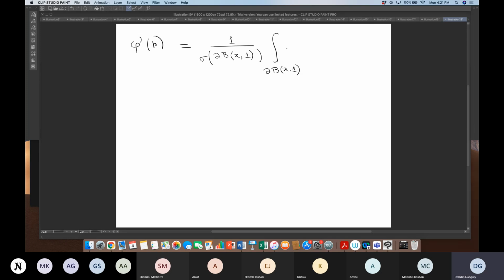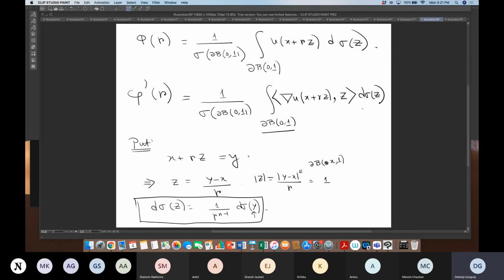This is the gradient of u at y, y minus x by r. This will be, sorry, this will be r and d sigma y, into r to the power n minus 1. Is that clear? Because dz, you just write down dz equal to 1 by r to the power n minus 1 d sigma y. Okay, clear?